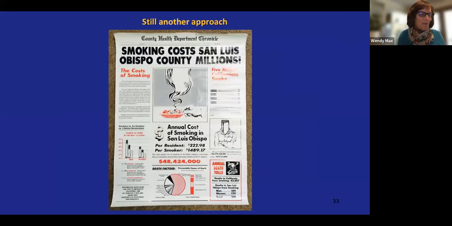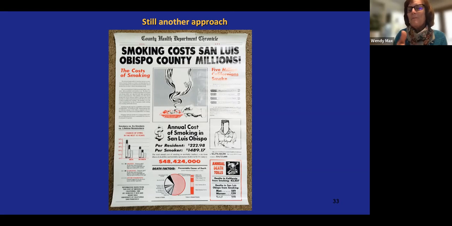And here's one of my favorite posters. After we did the first report in the early 1990s, I was at some kind of a tobacco control conference, and I gave a talk. And after the talk, a woman came up to me and she said, "Well, I should show you what we did with your data in San Luis Obispo County." Maybe some of you here are from San Luis Obispo County, maybe even this person whose name I don't think I ever got, but she mailed me this poster. And I love it. It's a newspaper headline, "Smoking costs San Luis Obispo County millions."